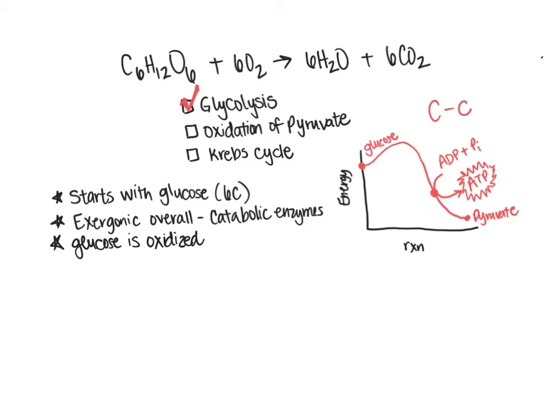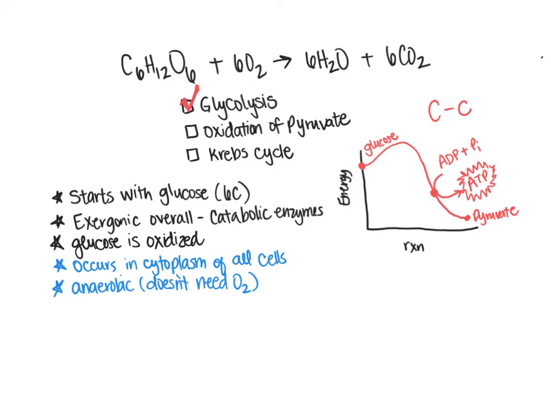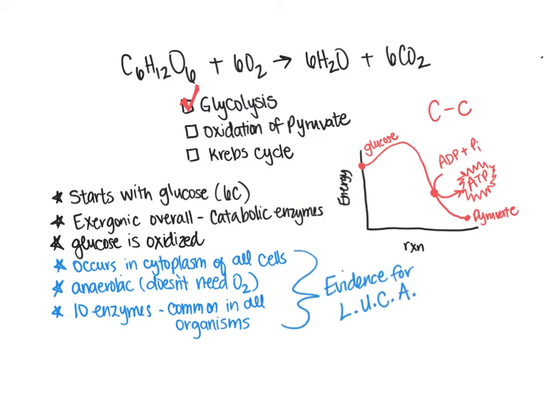Glycolysis occurs in all living cells, more specifically in the cytoplasm of all living cells. It also is an anaerobic process, meaning that it does not require oxygen. And it is the same 10 enzymes for all organisms. These last 3 bullet points are in a different color because we can use this as evidence that glycolysis was the method that LUCA, or the last universal common ancestor, used.